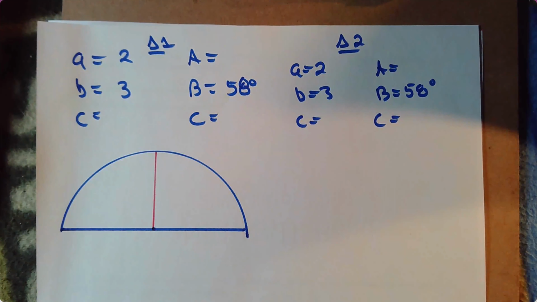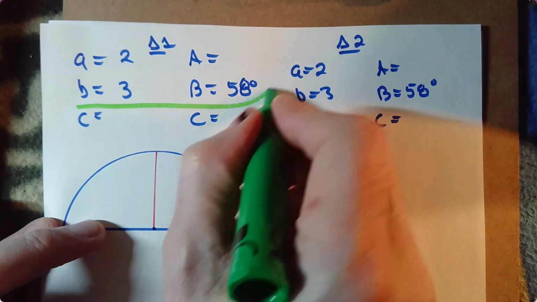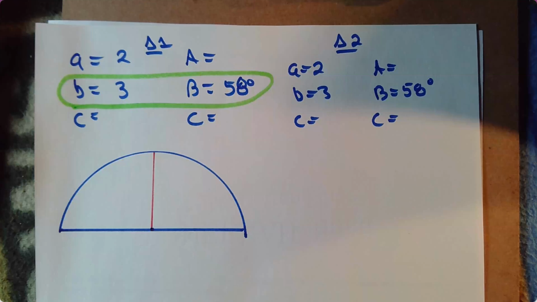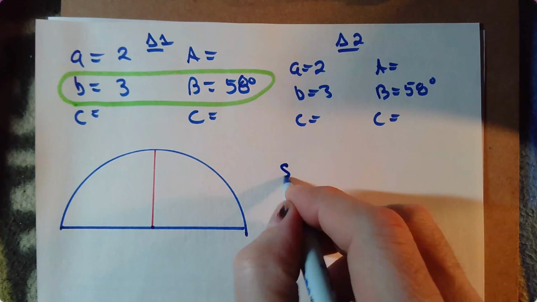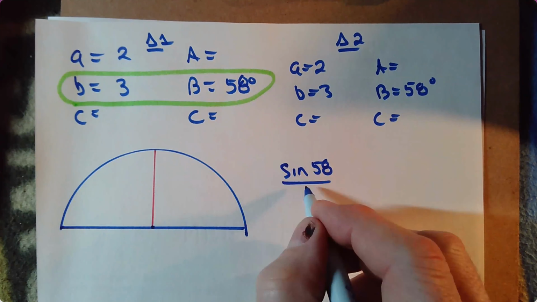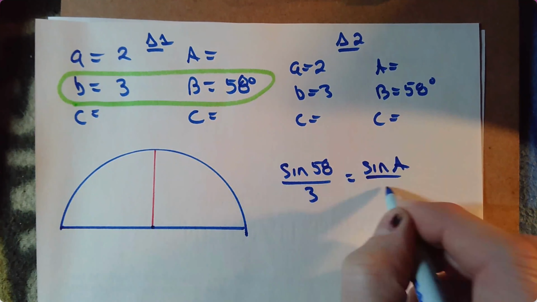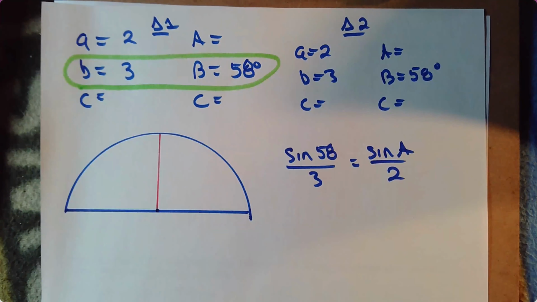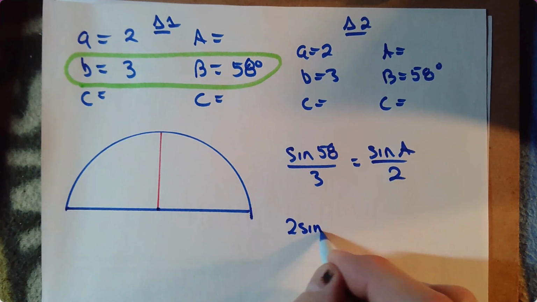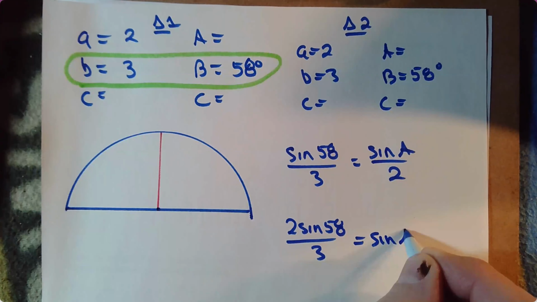For our last example, let's take a look at this one. Again, we'll start out with a known angle and opposite side pair. That'll be this one. Sine of 58 over 3 equals sine of A over 2, or 2 sine of 58 over 3 equals sine of A.